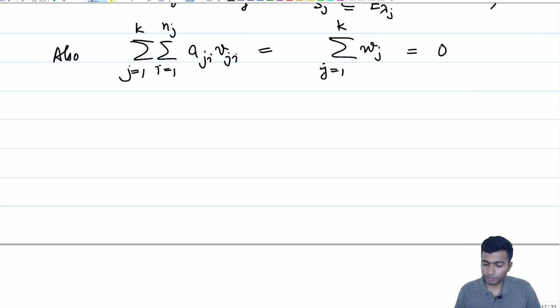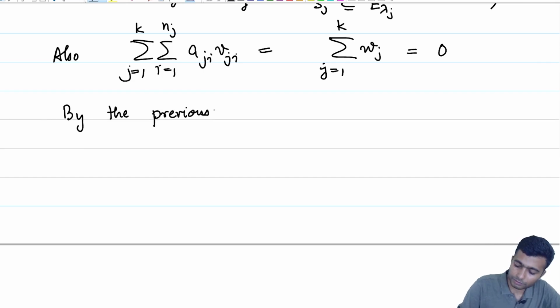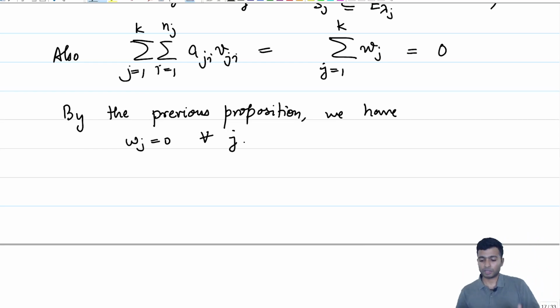vector. But the previous proposition tells us that if we have v1, v2 up to vk, vectors in the eigenspaces corresponding to lambda 1 up to lambda k, and their sum is 0, then each of them has to be necessarily 0. By the previous proposition, we have Wj is equal to 0 for all j. But then what is Wj?